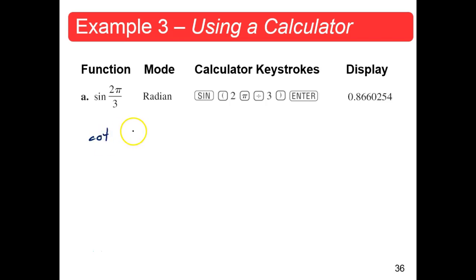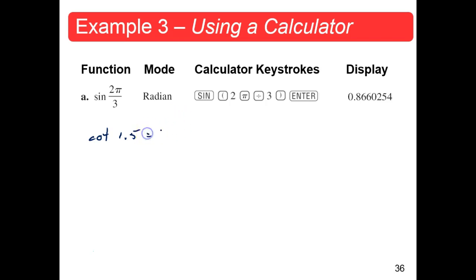Cotangent of 1.5. How are you going to do that? Be sure you're not in degree mode. That's not 1.5 degrees unless there's a degree symbol by it. So you know you have to be in radian mode, and then what do you do? Once you're in radian mode, what do you type on your calculator?